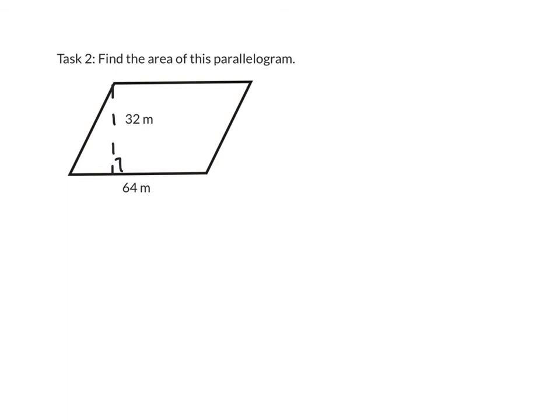So here is your second task. I would like you to find the area of this parallelogram, and this time you already have the measurements labeled for you. So go ahead and pause. And welcome back. Since I already have my measurements labeled here, I know that my base is 64 meters and I have a height of 32 meters. So I can use this information to sub into my formula. I start off with area equals base times height. Area equals, my base is 64 meters times 32 meters.